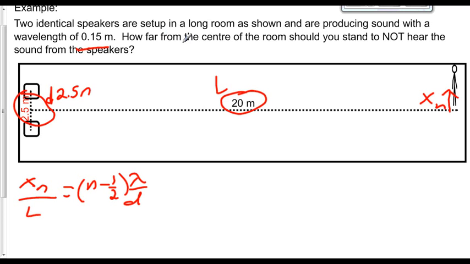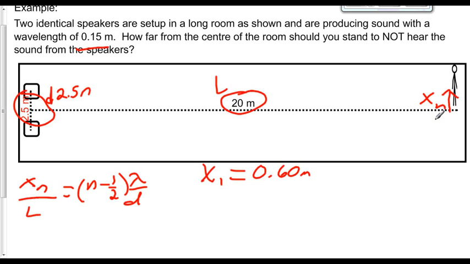Because all we know is how far from the center of the room we should stand to not hear the sound from the speakers. And really, we have more than one option, because there should be more than one nodal line. Let's just do x1, and then we'll do x2 and x3 and see what we get. So now that we know the numbers, it's just a matter of rearranging. I think you can probably do that, and hopefully you did. But for n equals 1, I'm getting 0.60 meters, so 60 centimeters.